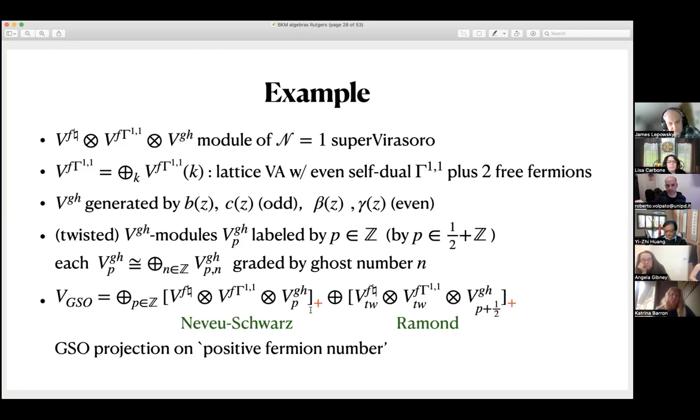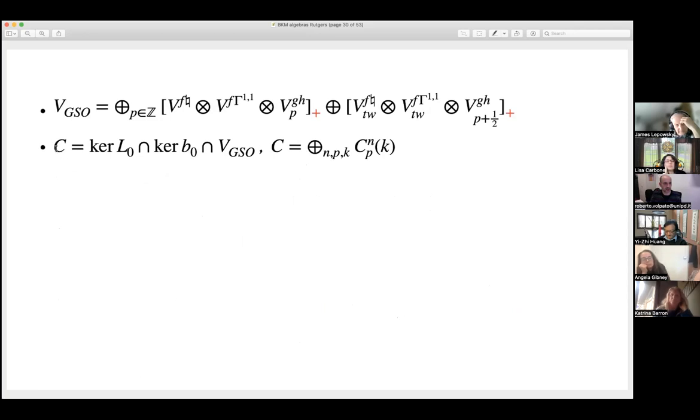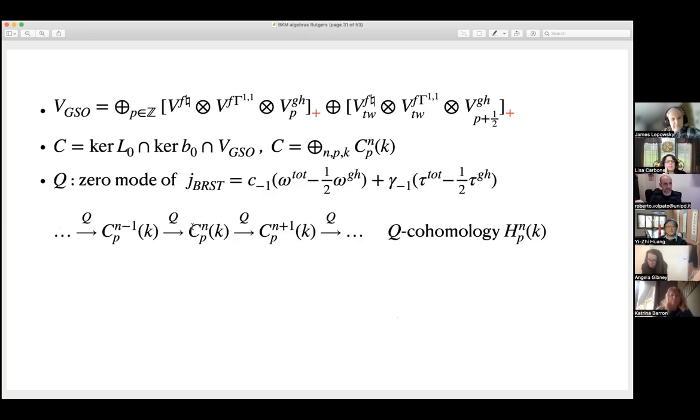The vertex algebra sector is what is called the Neveu-Schwarz sector in physics, and this is what is called the Ramond sector. At the end of the day, this will give rise to the even subalgebra of your BKM, and this will give rise to the odd component. Then you have to make a certain projection on the positive side under an involution that you define on both sides. Starting from this space, you can build your space C, which is the kernel of L0, and we do what is called a relative cohomology. You take the kernel of one of the anti-ghosts, and this inherits the grading from picture number, ghost number, and momentum. Then you define a BRST operator as a zero mode of a certain current.